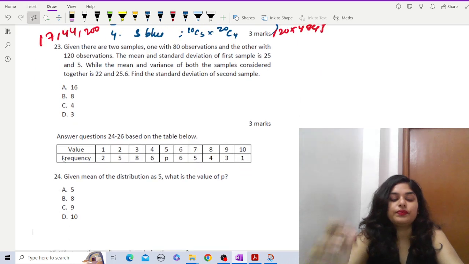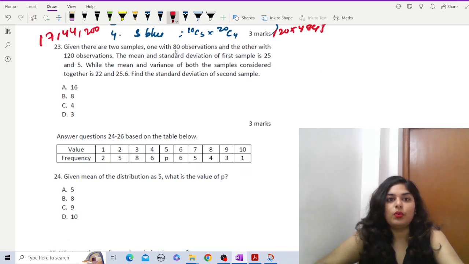Next question. There are two samples, one with 80 observations and the other with 120 observations. The mean and the standard deviation of the first sample are 25 and 5, while the mean and variance of both the samples considered together are 22 and 25.6. So we are given the grand mean and the first sample. We have to find the standard deviation of the second sample.